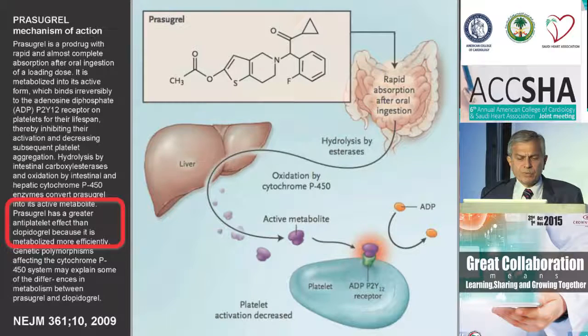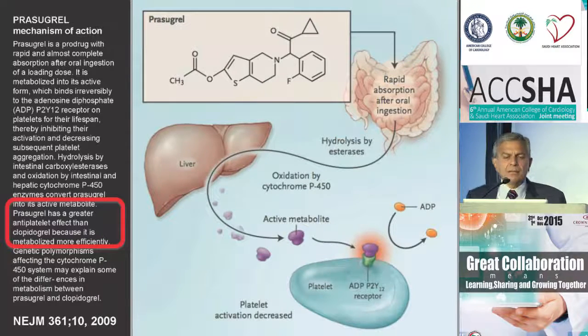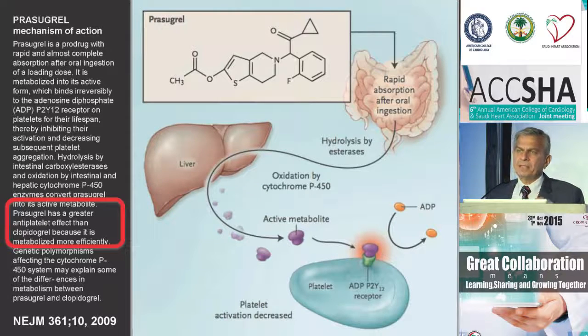Now let's turn to prasugrel. Prasugrel also needs to be metabolized in the liver, like clopidogrel. However, it has a greater antiplatelet effect than clopidogrel because it is metabolized more efficiently. Also here you see that there is a quicker action compared to clopidogrel in terms of platelet inhibition. Again, like ticagrelor, within half an hour, you get up to speed with about 50% platelet inhibition. There is much less variability in platelet inhibition with prasugrel compared to clopidogrel, so this is beneficial.